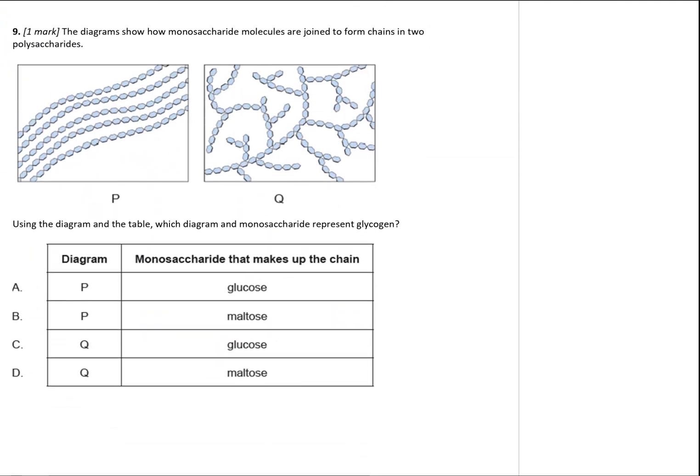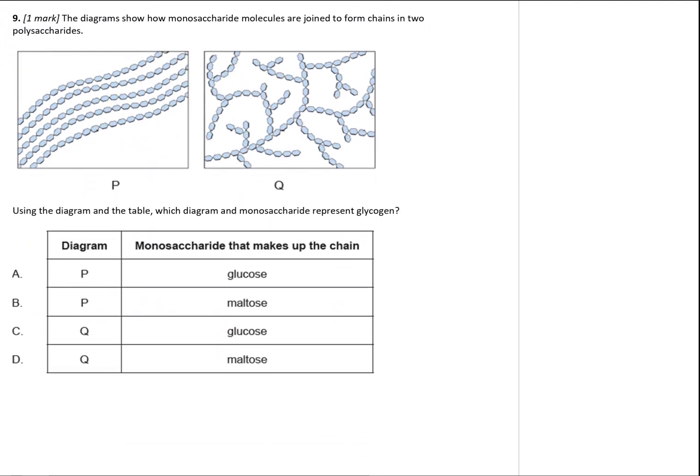Question 9. The diagrams show how monosaccharide molecules are joined to form chains in 2 polysaccharides. Using the table, which diagram and monosaccharide represent glycogen? Okay, so we know that glycogen is a branch chain structure. It must be Q. So that means we can immediately cross out A and B. Okay, now what is glycogen a polysaccharide of? Its monosaccharide is glucose, so the answer must be C.